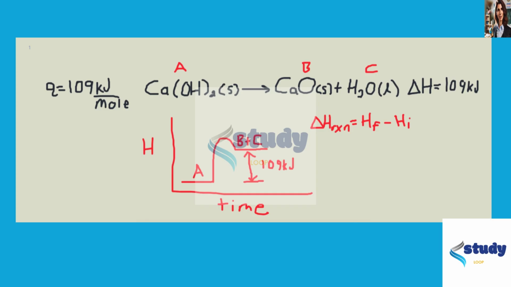And that's how we solve this kind of problem. It's very easy once you understand how Hess's law works and the relationship between heat and enthalpy. In this case, Q is going to equal your delta H.